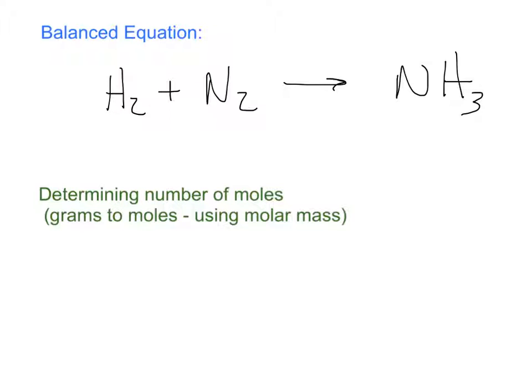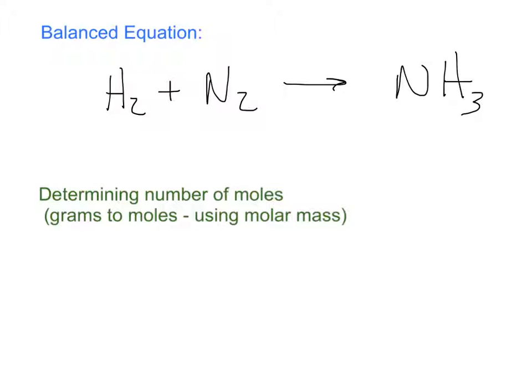Now, as always, the first thing we want to do is balance any metals, and as we can see in this equation, there are no metals. Remember, metals are the ones on the left-hand side of the stair steps on the periodic table. So next we go to the non-metals. Once we're done with the non-metals, then we work with the hydrogens, and last we work with the oxygens.